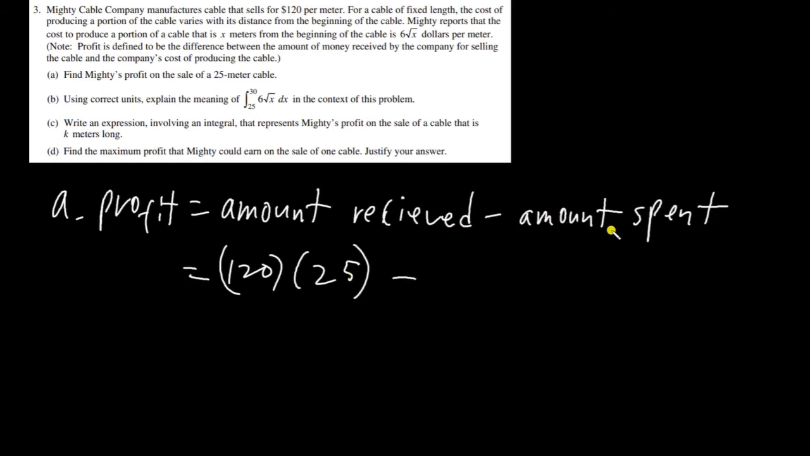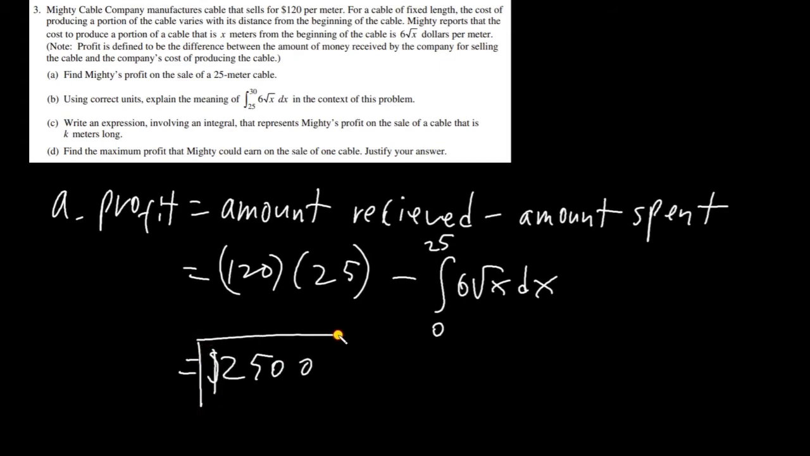And then the amount that they spent, well, let's see. We know that the portion of a cable that's x meters is 6√x dollars per meter. And if we want to find the total cost of producing the entire cable, that's going to be the integral from 0 to 25 of the cost, which is 6√x dx. If you were to evaluate this in your calculator, you would get that the profit is $2,500. That concludes part A. This is a 2-point question, 1 point for the setup, 1 point for the answer.